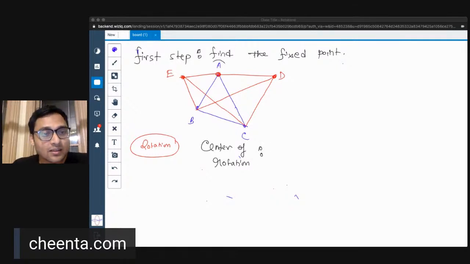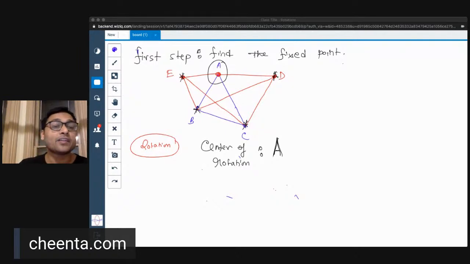How do I know this? Well, a little bit of thought would tell you that if you want to really shift EC on BD, then the positions of all of these 4 points must change. All the 4 points B, C, D, E must change their positions. Otherwise, BD will not fall on CE. So they are all moving. There cannot be a fixed point.